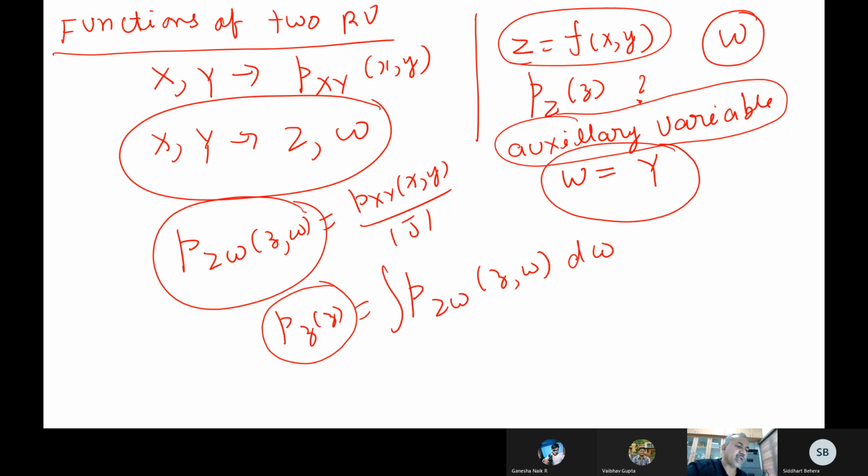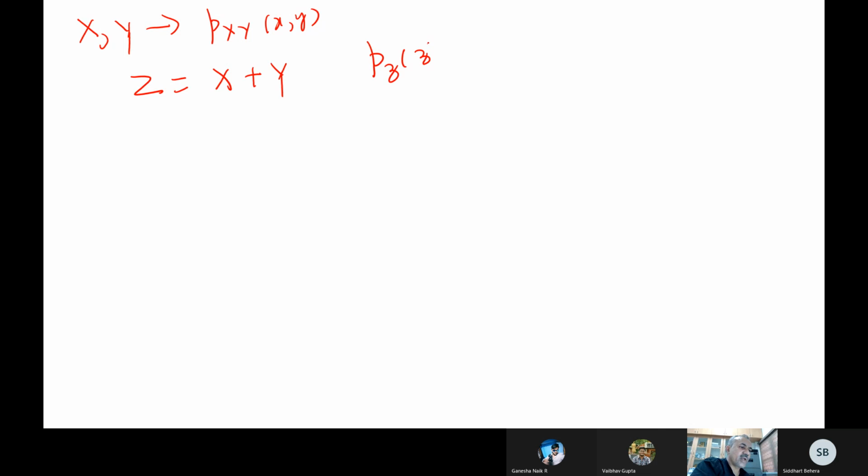So quickly, let us see this one. So I have X comma Y. This is their joint density P of X, Y at X comma Y. Now I have a new random variable Z, which is X plus Y. Now I want to find out P_Z of Z actually. Now what do I have to do? So this is only a function of two random variables Z. What is the first step I have to do? I have to introduce it.